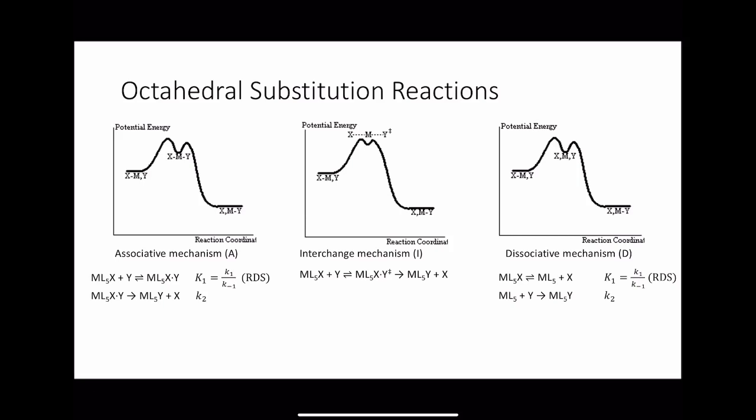We can think of associative and interchange mechanisms as comparable to SN2 type reactions. The SN2 reaction in organic chemistry is probably most closely associated with an interchange type of mechanism. And our dissociative mechanism is akin to an SN1 reaction, where we would have the formation of a carbocation, and then an entering group comes and fills the empty position that was made available. Except, of course, now we're talking about a coordination complex.